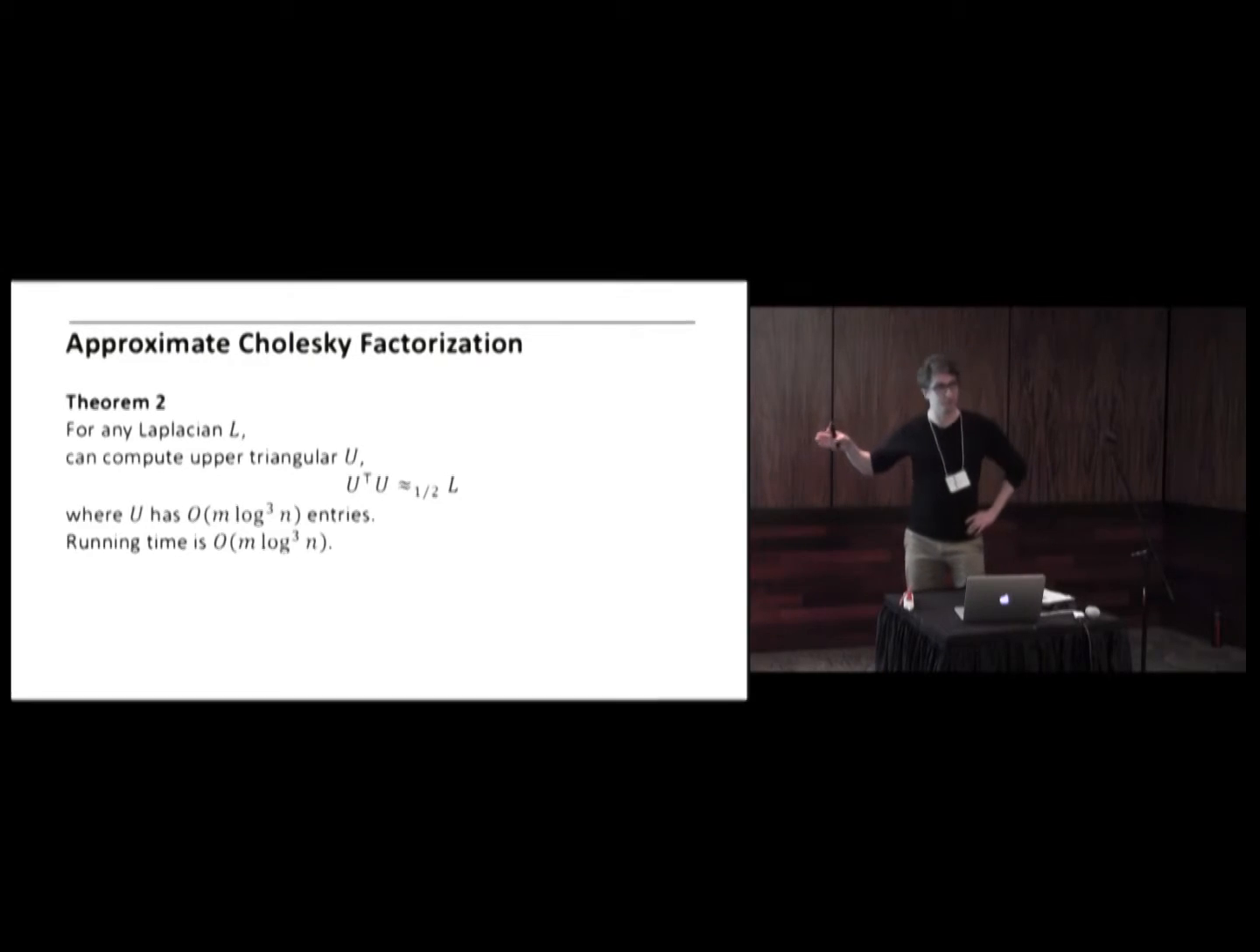Okay, so what do we show? Let's go back to our theorem about these approximate Cholesky factorizations. We show for any Laplacian L, you can compute an upper triangular matrix U such that U transpose U is 1/2 approximately equal to L. U only has m log cubed n entries, so it's still pretty sparse. And the running time is m log cubed n. So we get it quite fast.